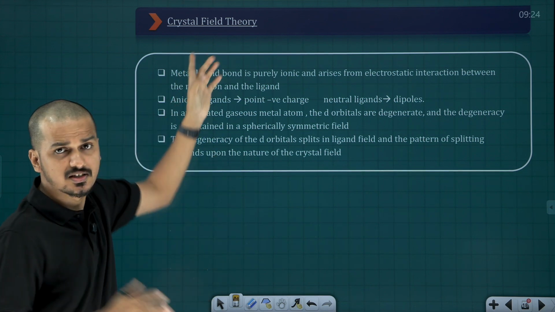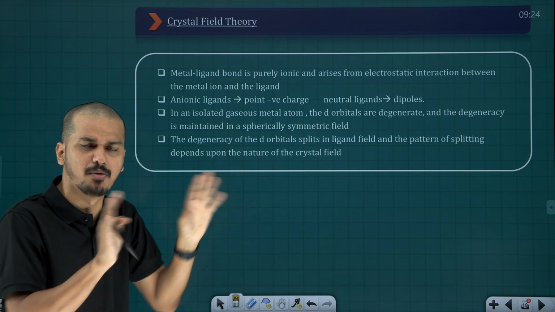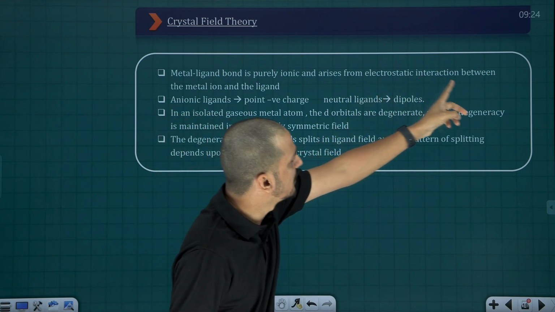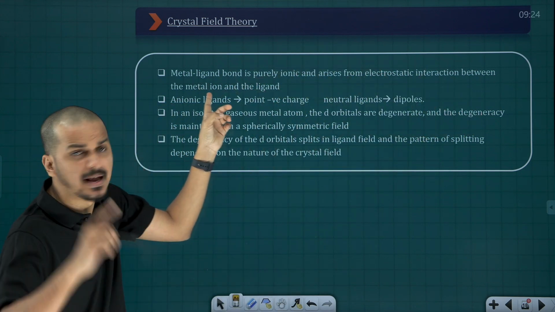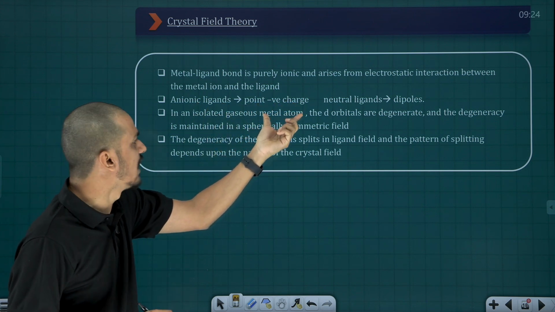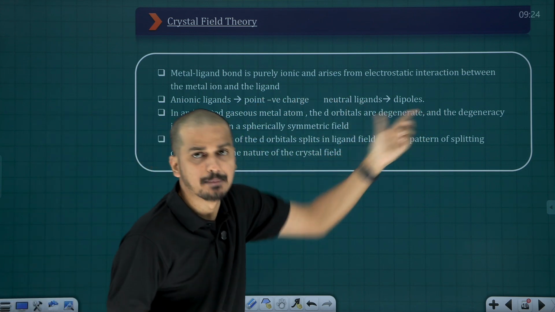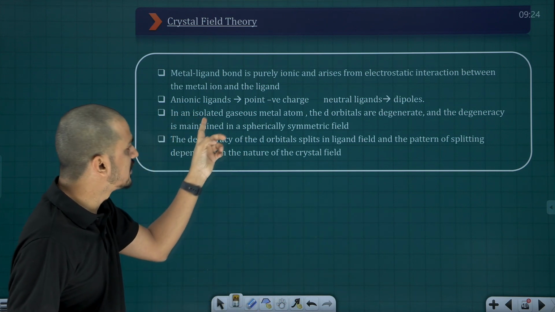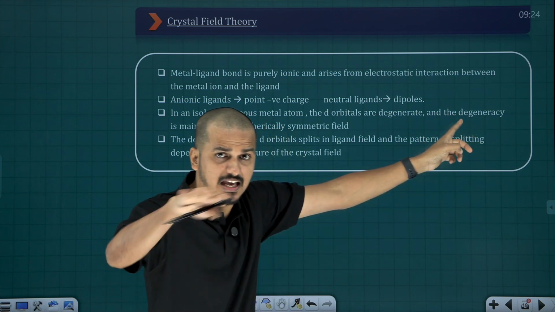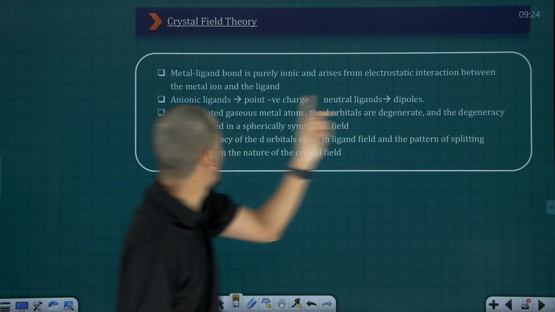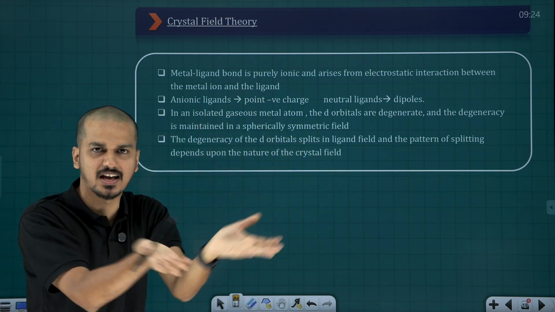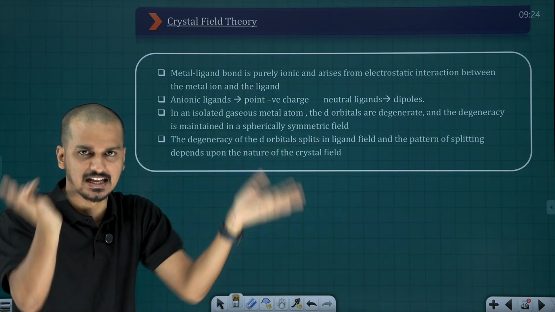Here in crystal field theory, the idea is that the metal ligand bond is purely electrostatic, purely ionic. That arises from electrostatic interaction between the metal and the ligand. Anionic ligands act as a point negative charge, and neutral ligands act as dipoles. In an isolated gaseous metal atom, the d orbitals are degenerate, meaning they have the same energy, and the degeneracy is maintained in a spherically symmetrical field. Everywhere the energy is the same.